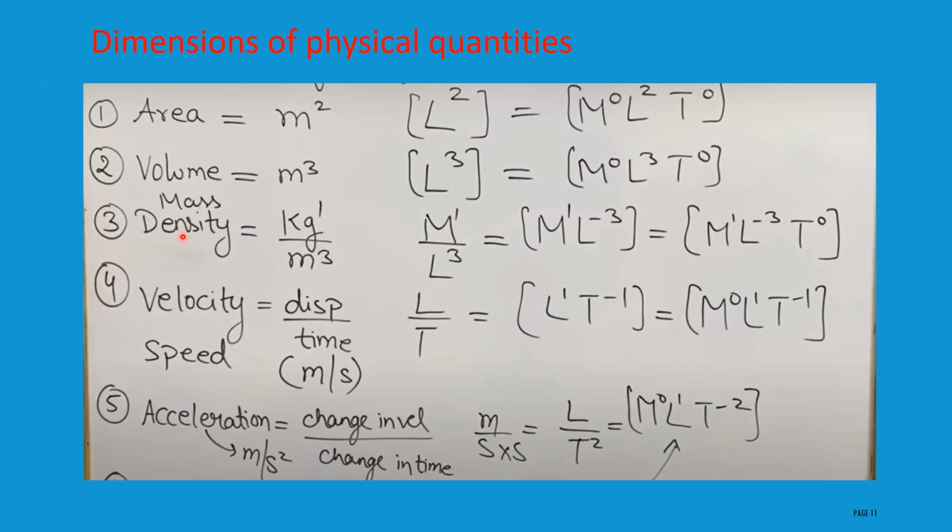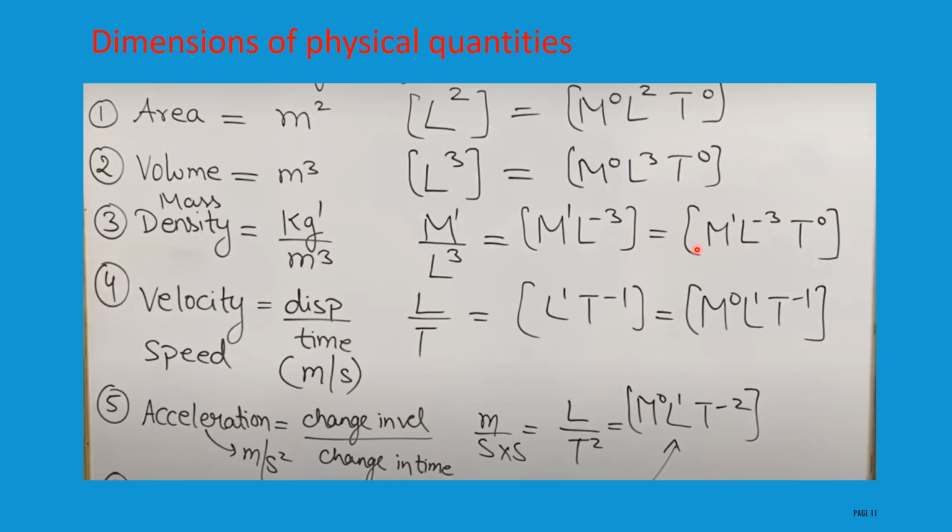Third example is mass density. The formula is mass divided by volume. Mass we will represent in terms of kg, then volume m cube. Then mass we will use the symbol M to the power 1 divided by volume L to the power of 3. Then here mass to the power of 1, L if you shift to the numerator, then it will become minus. Then L to the power of minus 3.